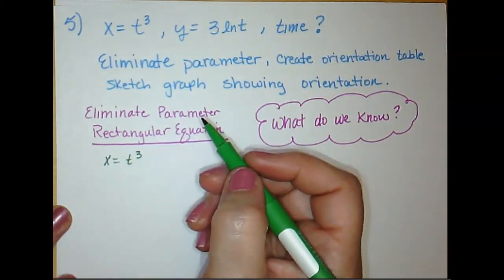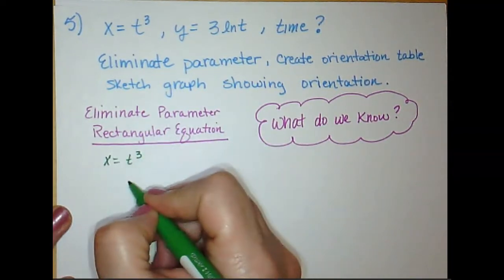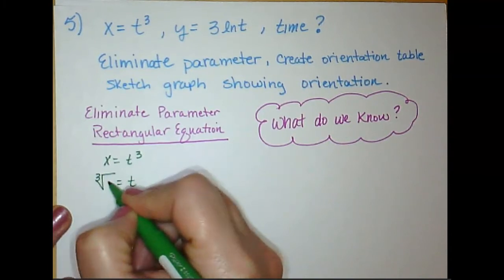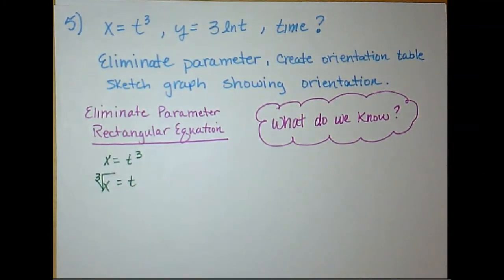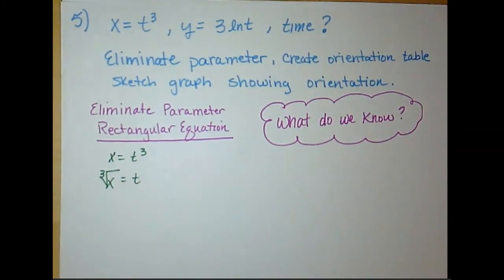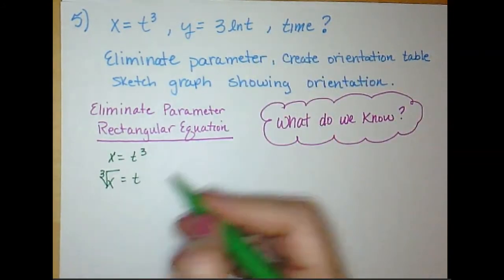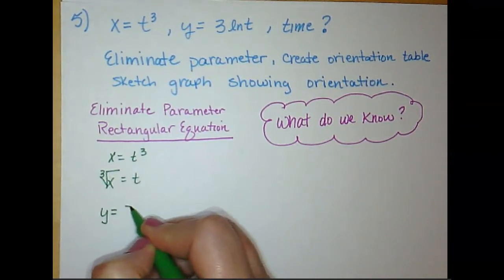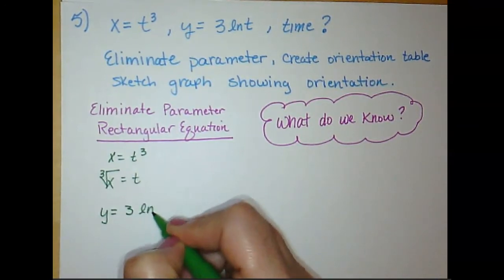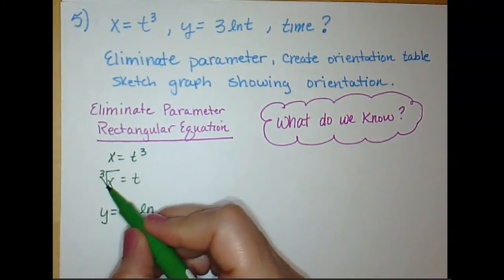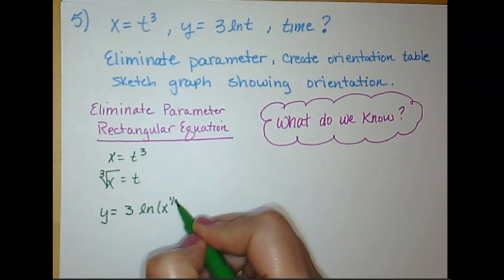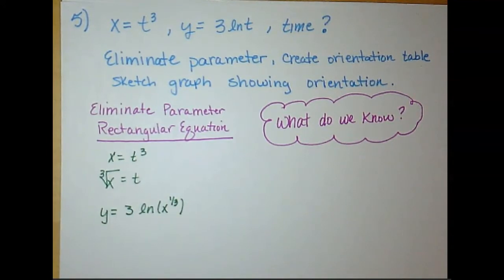How do I get t by itself? I take the cube root. So t is going to be the cube root of x. And then what do I do with that? I plug it into the second equation. So then I have y equals 3 natural log, and I'm going to write this in exponential form. So I'm going to do x to the 1/3, because I know my log rules have a power rule in it, so I'm going to go ahead and use it as a power.